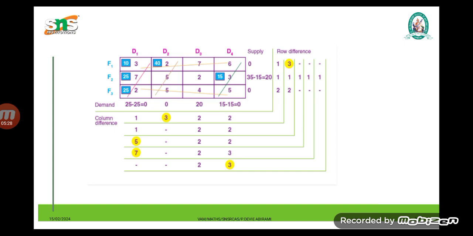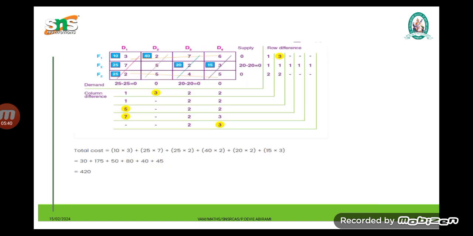Finally my differences are 0, 1, 0, 0, 0, 2, 3. If I balance it, I will get 15 minus 15, and 35 minus 15 is 20. Finally the number 2 alone will stay, so 20 and 20. What we did in the NWC method and the least cost method, the same we have to do here to find the total cost: multiply the allocations by the costs and add them together to get the total cost. Here the total cost is 420, so my total cost for this problem is 420.